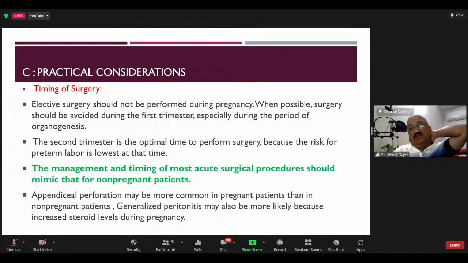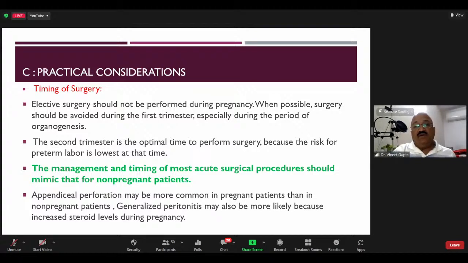Then comes the third most important part of this topic, that is practical consideration, timing of the surgery. Elective surgery should not be performed during pregnancy. When possible, surgery should be avoided during the first trimester, especially during the period of organogenesis. The second trimester is the optimal time to perform surgery because the risk for preterm labor is lowest at that time. The management and timing of most acute surgical procedures should mimic that for the non-pregnant patient. If the condition is acute, if it is an emergency, forget the patient is pregnant.